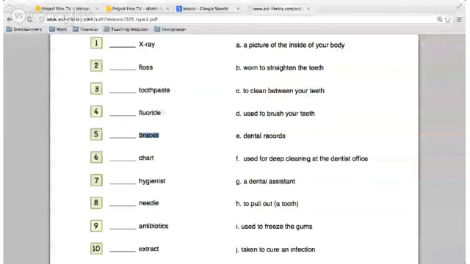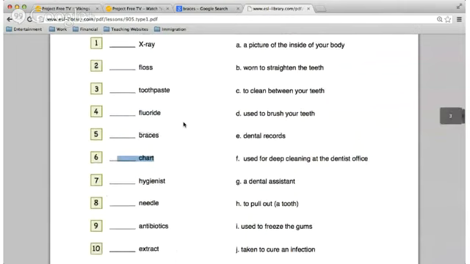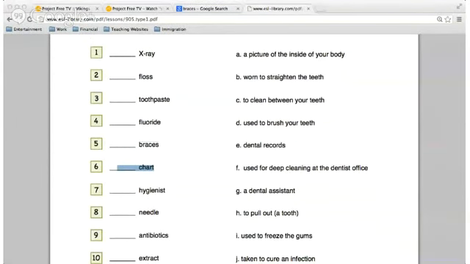Let's go to Aido. Aido, how are you? Aido. Okay, let's go to Alberto. Alberto, let me have you take a look at number six, please. Okay, number six. Hello? Yeah, number six, chart.